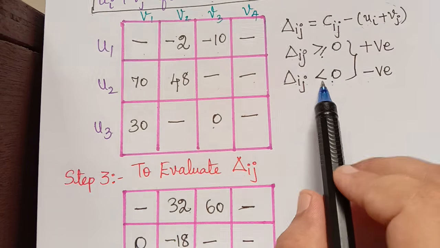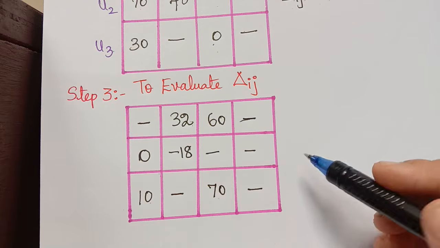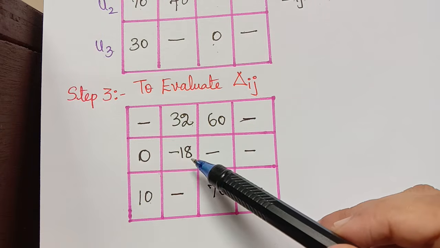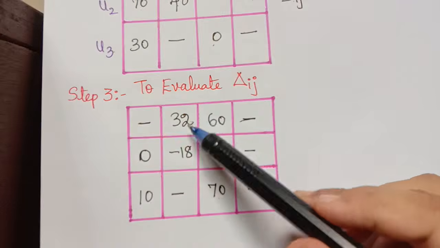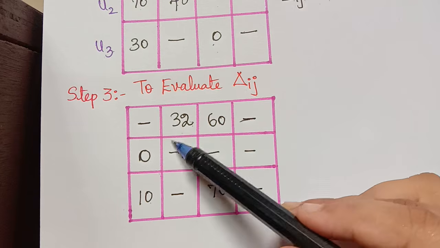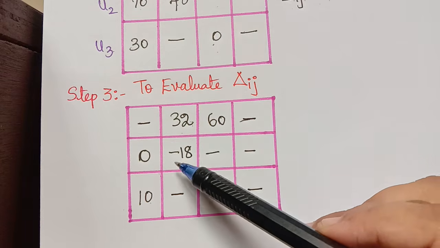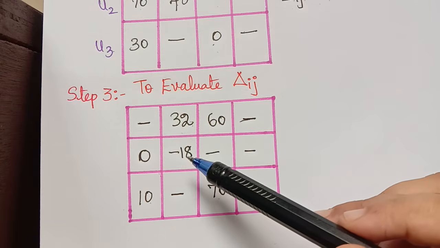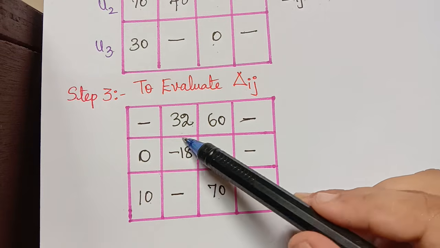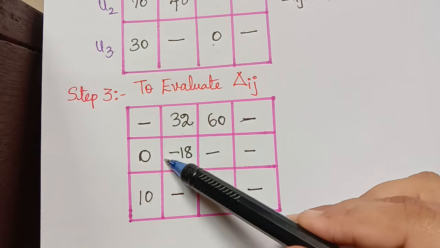So let us see how to do that now. Now in this del ij, we must check which is the most negative value. Because here we have only one negative value, we shall consider this. But if it is more than one negative value, we have to consider the one which is most negative. So now here we have negative 18. So in which cell is it?